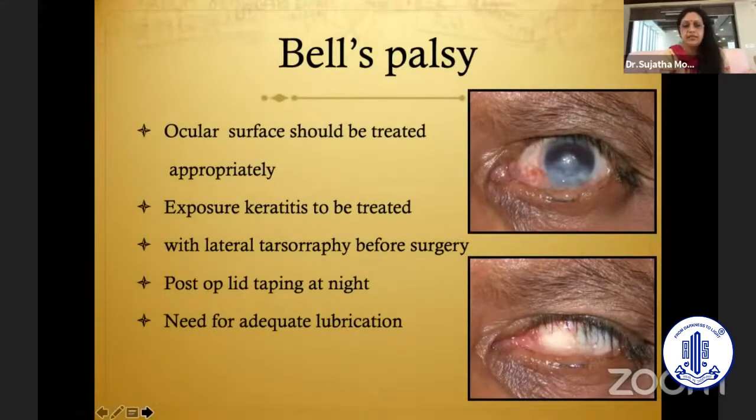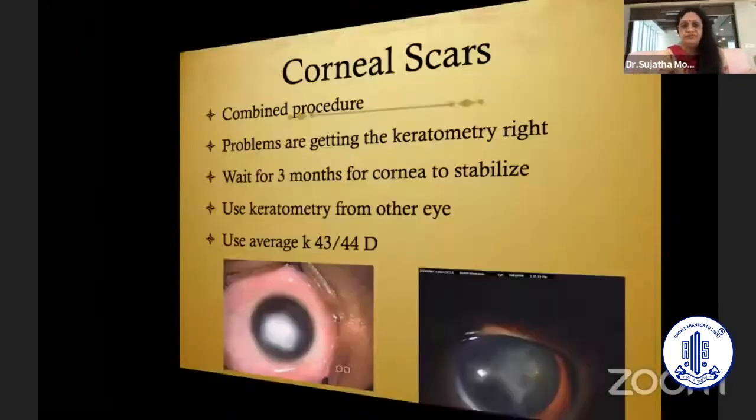Bell's palsy again is a problem because of the poor lid closure. You can see that already the cornea is very much damaged. So it's important that you either do a lateral tarsorrhaphy before and improve the health of the cornea. You can remove the lateral tarsorrhaphy during the cataract procedure, and then retape or advise the patient to tape, or redo the tarsorrhaphy post cataract surgery. But the most important thing is that you have to take care of the cornea before.